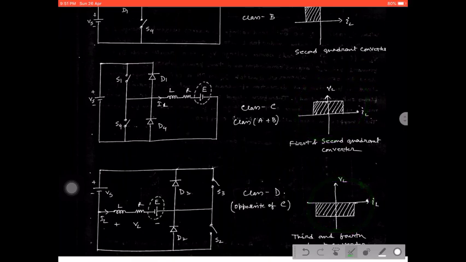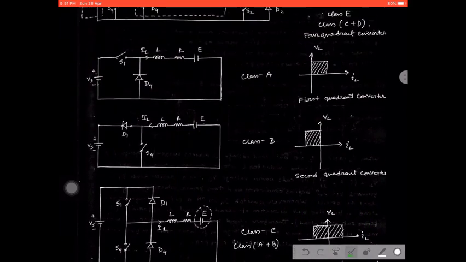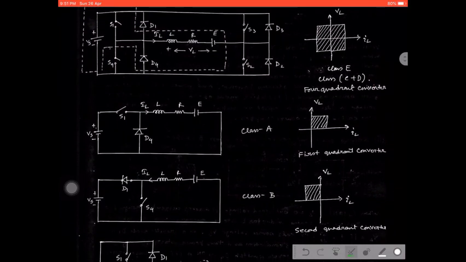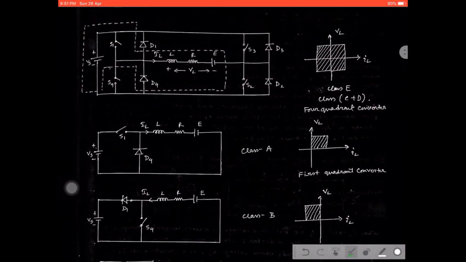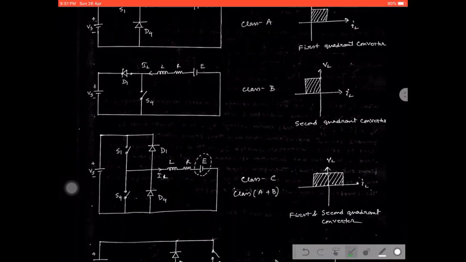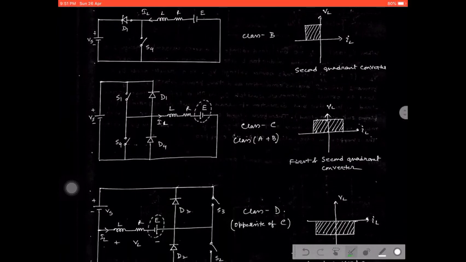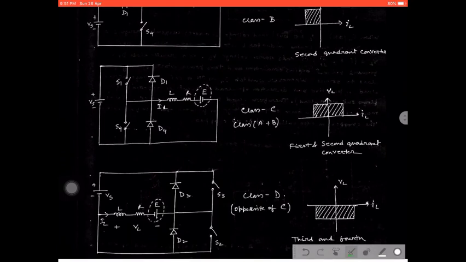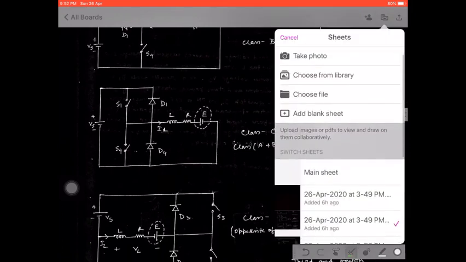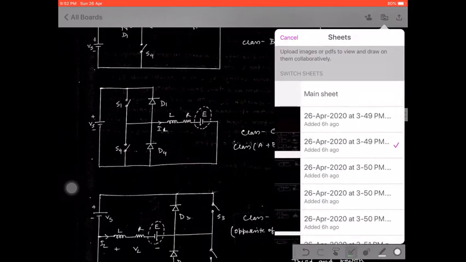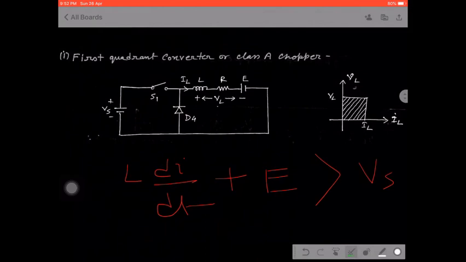So in this way we can draw all the circuits, which is very easy to recall and remember for all the students. Once you draw the class E chopper circuit, you can easily form the other circuits through this way. Okay, now go to the operation. We will explain each individually: class A, class B, class C, class D and class E chopper. First we go through the circuit of the class A chopper.